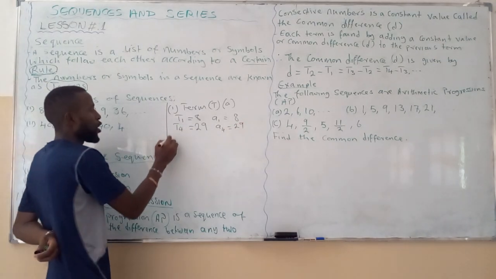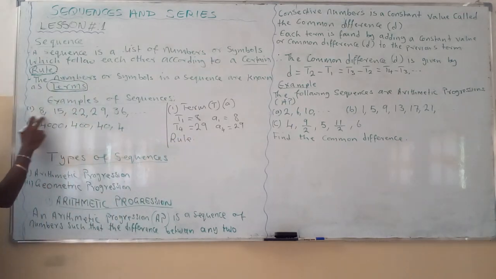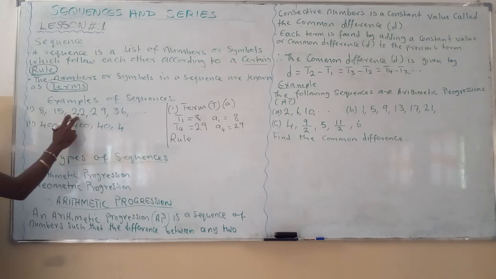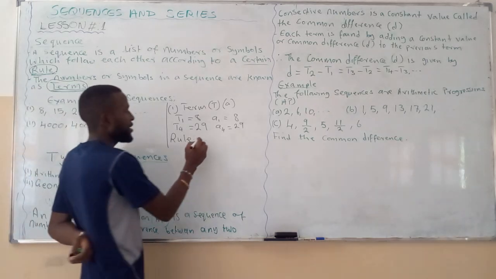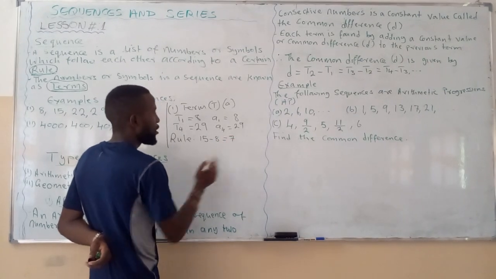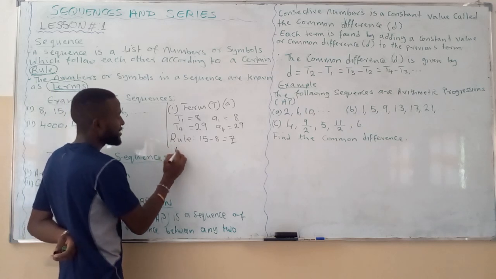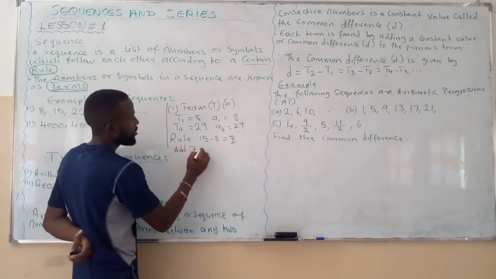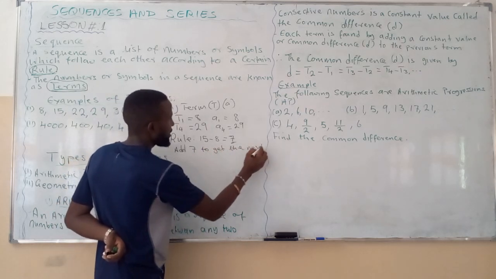But what about the rule? What is my rule in this sequence? The rule means I need to add a certain number to get 15, 22, 29, and 36. What number is that? To easily find the rule, I ask: what is 15 minus 8? I get 7. So my rule in this scenario is 7. I need to add 7 to get the next term.